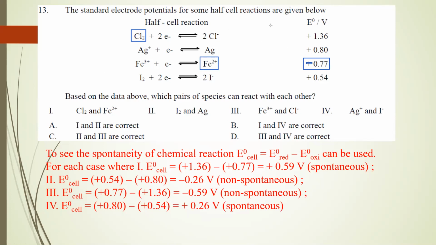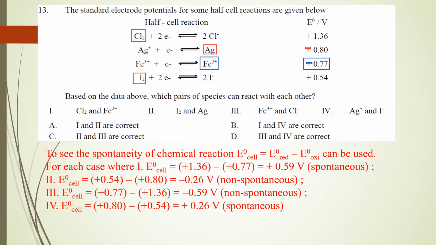Then you compare number 2, I2 to Ag. So I2 is here, Ag is here. So positive 0.54 plus negative 0.8. So E naught cell will be negative 0.26. So the reaction is non-spontaneous. So number 2 will not react.